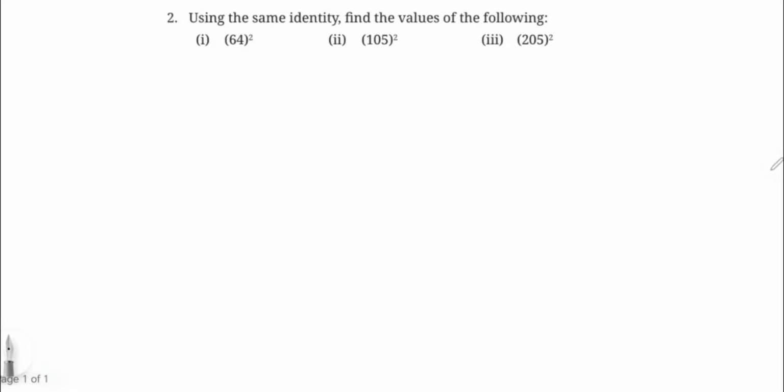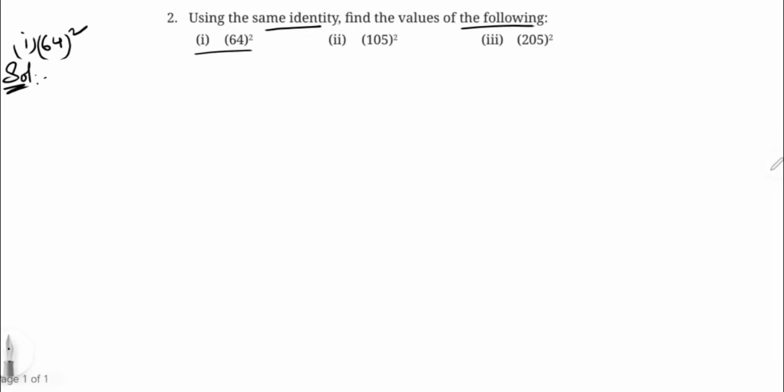Second problem, using the same identity, find the values of the following. We need to find out the values of the following. So the first part we have is 64 square. Okay, so let's start the solution. So let's write the first part, 64 square.